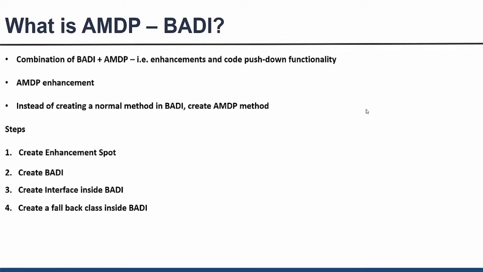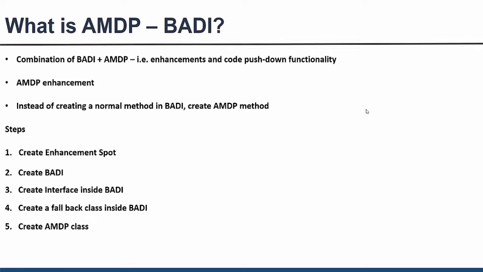Then you will have to create a fallback class inside your BADI. What is a fallback class? As the name suggests, if you do not implement your BADI method and you try to create an implementation of the BADI, obviously it will give you a dump. So in order to avoid that dump, you will create an implementation of your BADI method, that is the AMDP method, inside this fallback class, so that if the user doesn't implement your method and still creates an implementation of the BADI, then the user will not get any dump. So that is why you will be creating a fallback class.